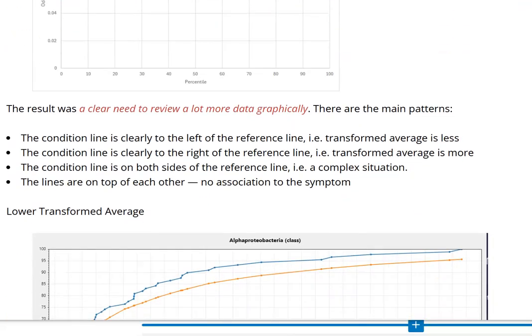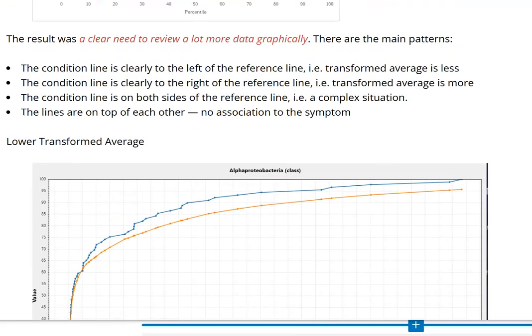So what we end up doing is we want to review a condition, and I found things end up in four groups. One is where the condition line versus the reference line is clearly to the left. Basically, that means the transform average is less. If the condition line is to the right, the transform average is more. So something is higher with a particular condition, or something is lower with a condition.